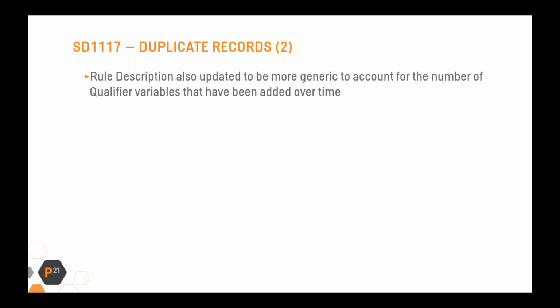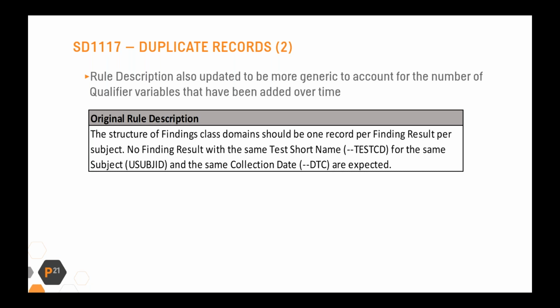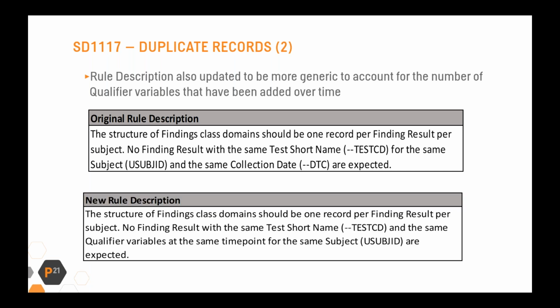Additionally, we have updated the rule description to be more generic because the original one was very specific. It just mentioned no finding result with the same test code for the same subject for the same DTC. We were very specific about naming those variables. In the new rule description, we mention test code for the same qualifier variables to account for all those qualifiers we've added to the rule logic, at the same time point to account for all of those timing variables, for the same subject.